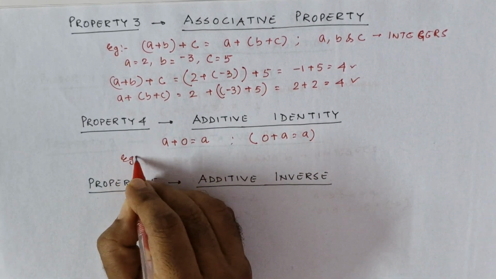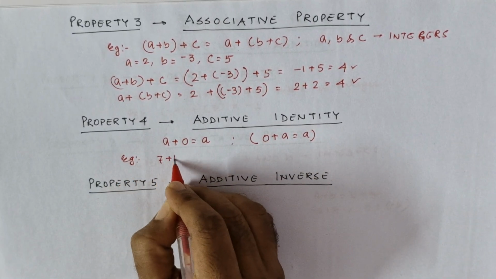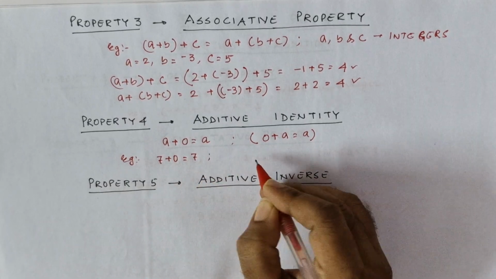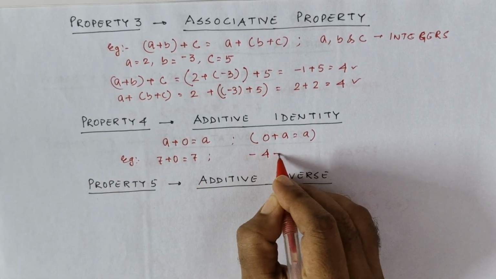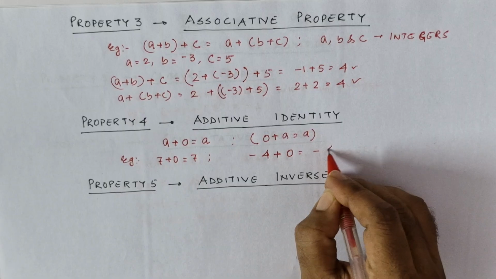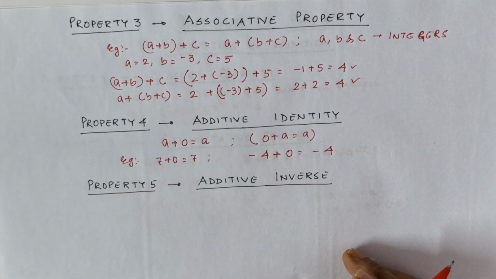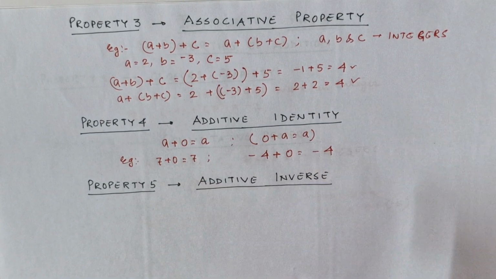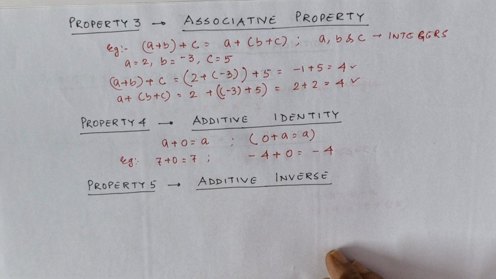So let's take an example, like 7 plus 0 is equal to 7. If I take -4 and add 0, it remains as -4. Simple. That is known as additive identity. So 0 is supposed to be the additive identity, right?